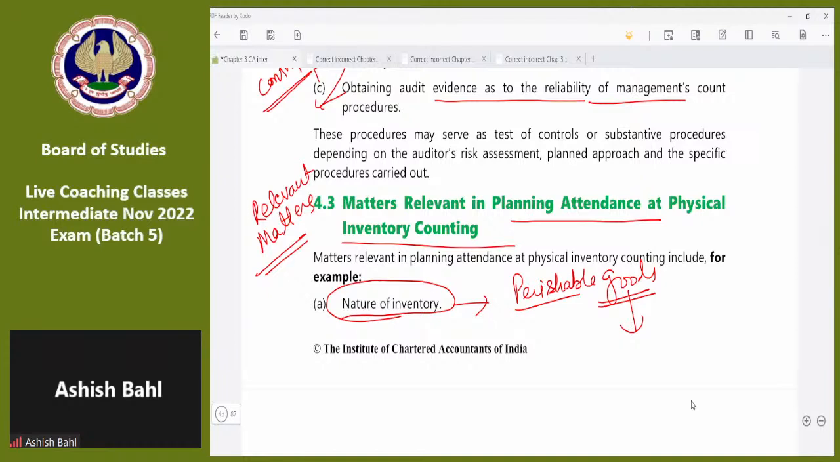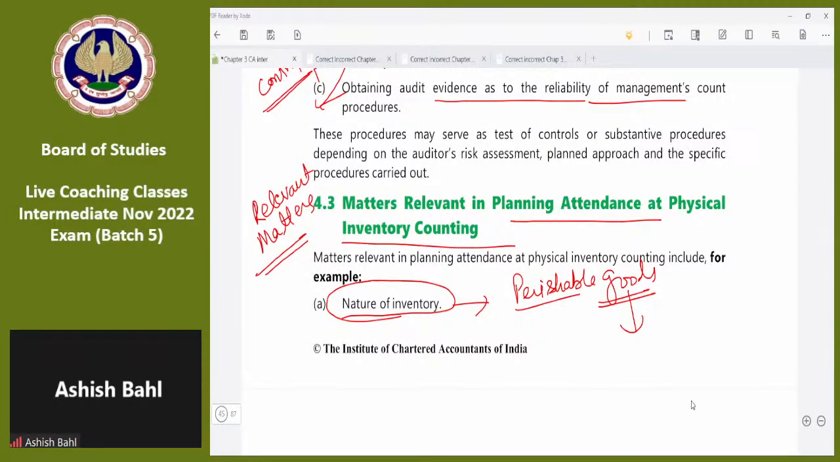Basically, you have to understand that he has to attend physical inventory counting, and he has to see what the instructions of management are, how the test counting is being performed. He has to inspect the inventory. He has to perform the test counts also. But if it is not possible for him to attend physical inventory counting as on the closing date, then he might attend it at some other date and perform alternative audit procedures.